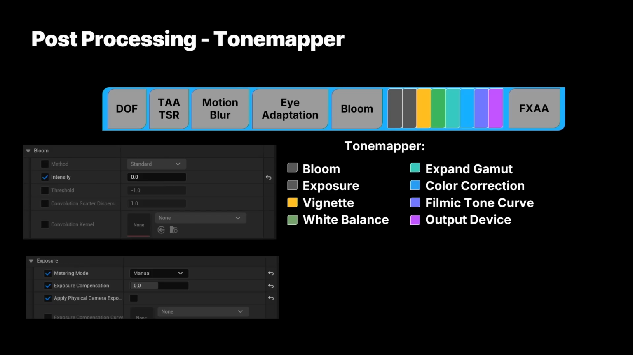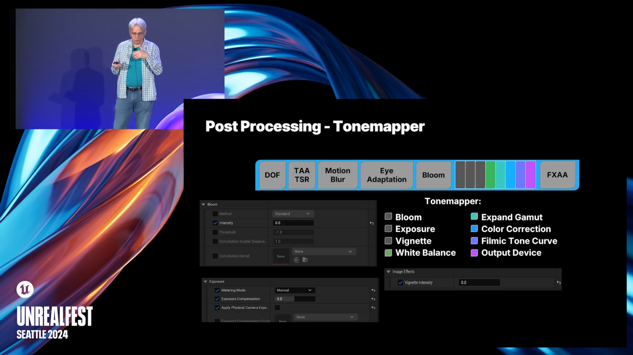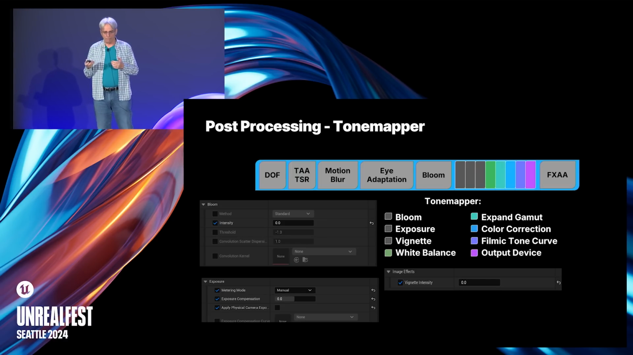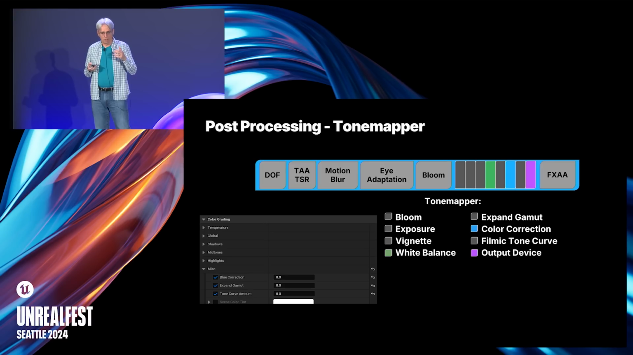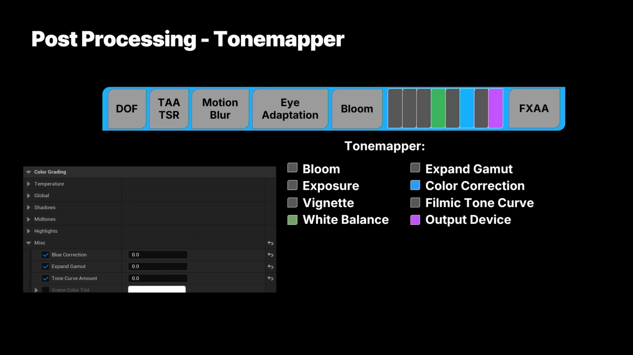Likewise, you can set the exposure to be null, essentially, by setting it to manual, setting the exposure compensation to 0, and also turning off the physical camera settings. But if you set the exposure compensation up to 1, then it's a stop brighter, and -1, a stop darker. Vignette, easy enough. Turn the intensity off, and you can have that off. And then this was the one that you probably meant to do all this time. And that's down in the Misc under color grading. There are three values, but mostly you mean to turn off the tone curve amount. Set that to 0.